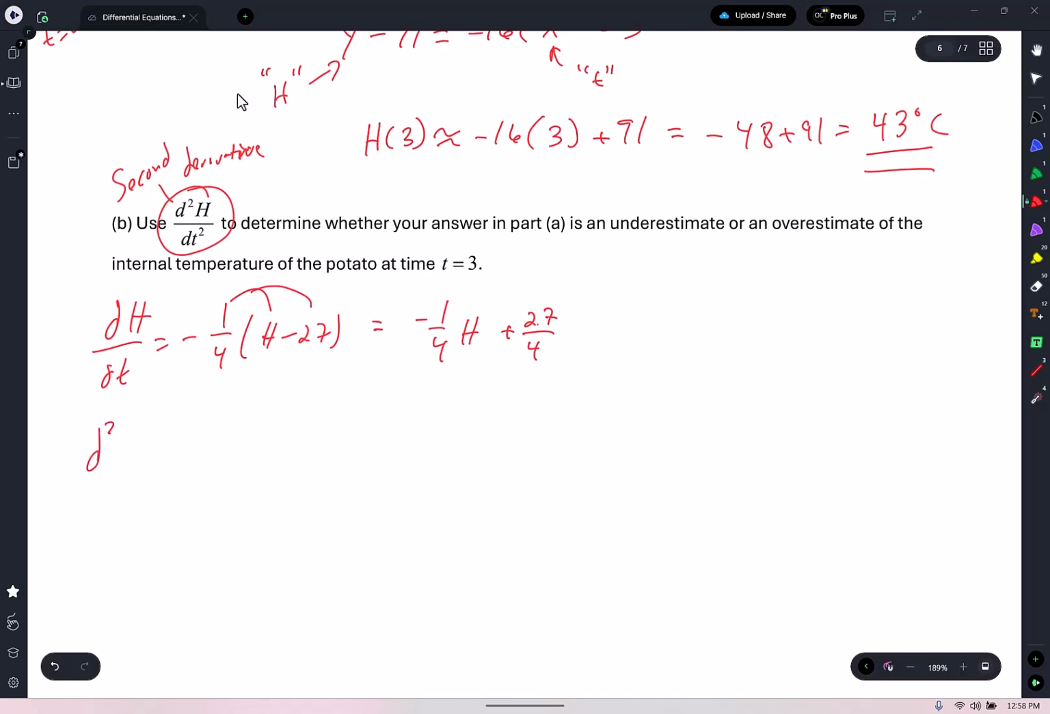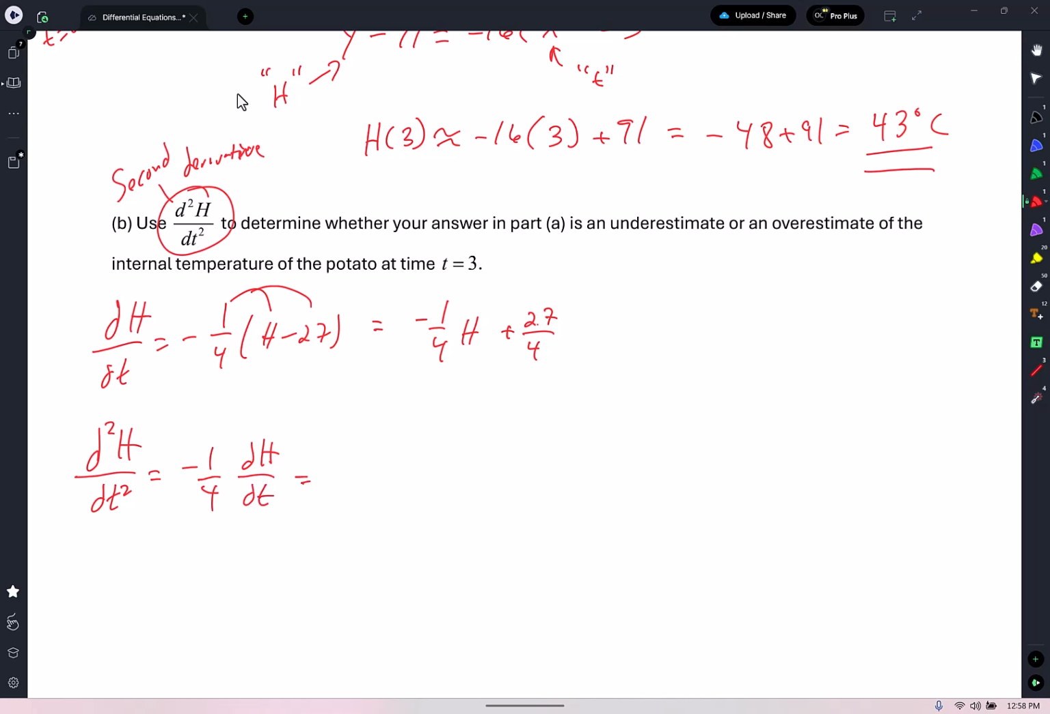So here we go. d squared h over dt squared. That means second derivative. Take the derivative of that. Negative 1/4 dh/dt, chain rule, plus 0. And dh/dt I already know was this. So negative 1/4 times negative 1/4 (h minus 27). And the negative times the negative is a positive. So 1/16 (h minus 27).